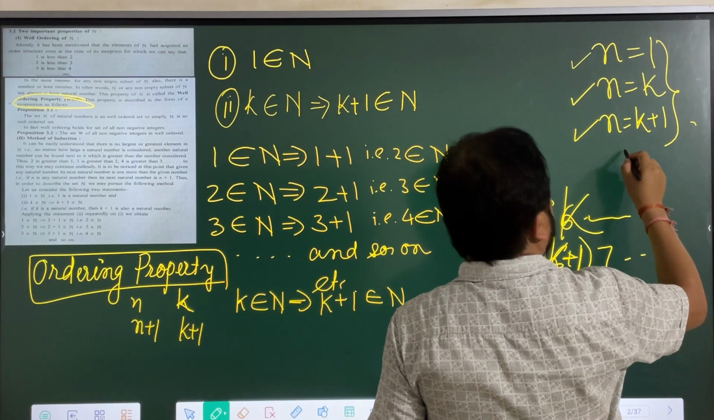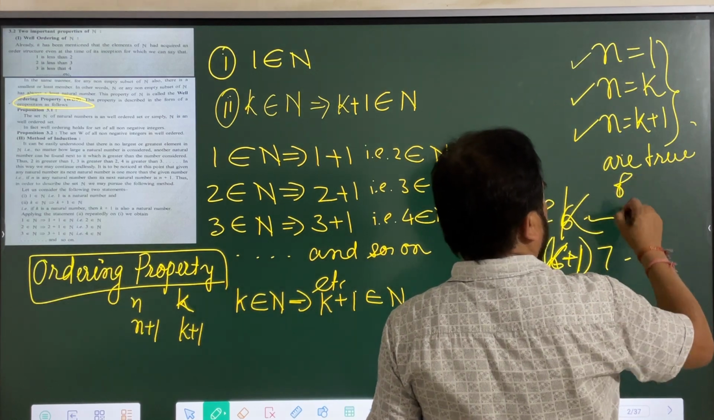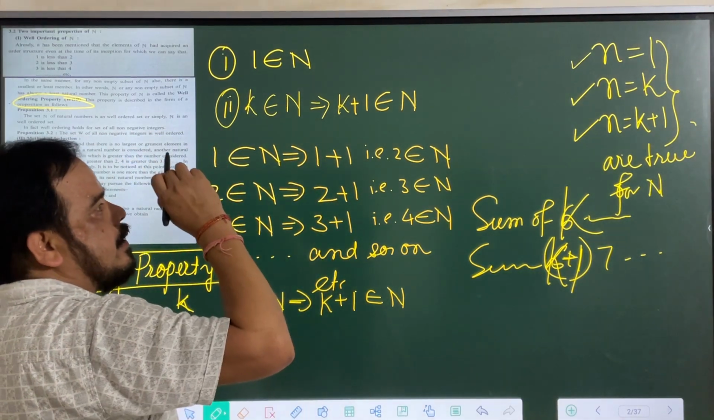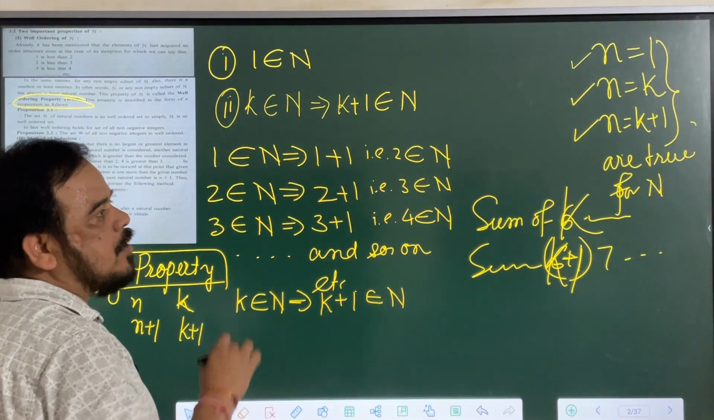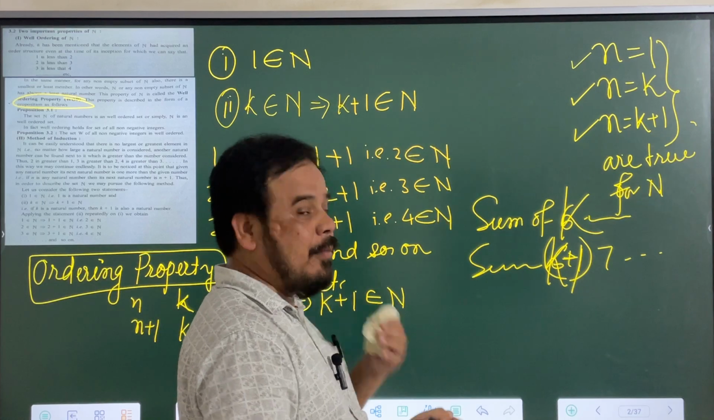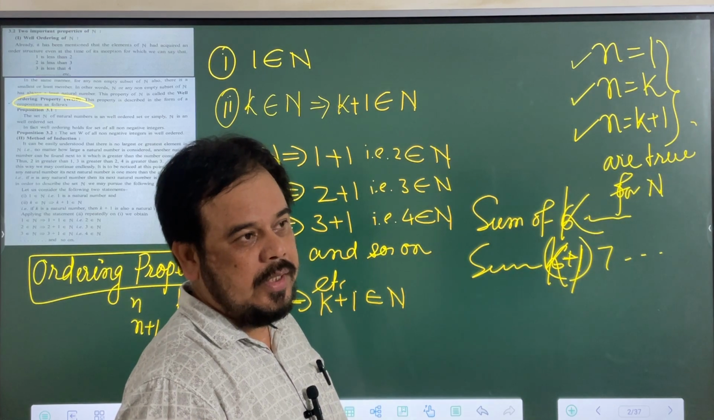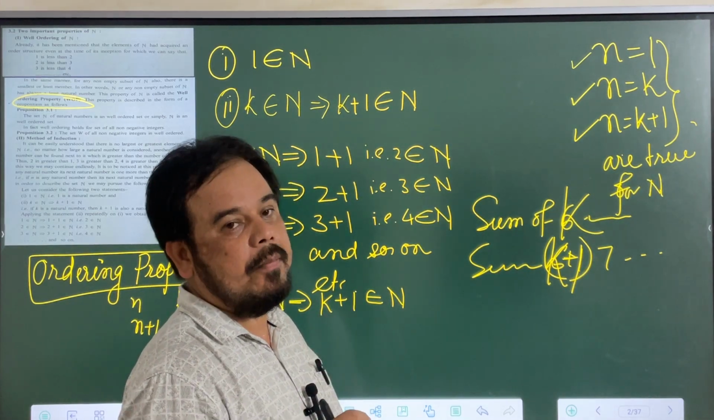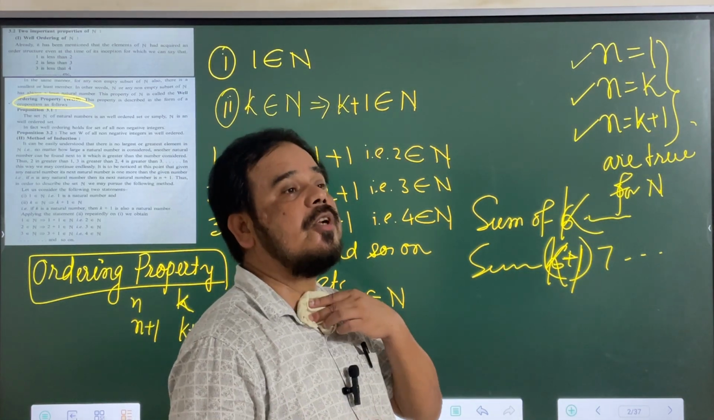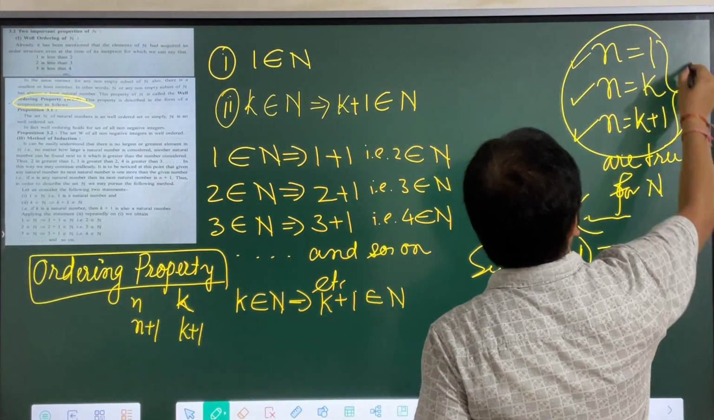Then if all are true for natural numbers, the sum of n, meaning the sum of 1 term, the sum of k terms, the sum of k plus 1 terms. In other words, the sum of 1 term, the sum of 5 terms, the sum of 6 terms will always be a natural number. That is common sense actually. The sum of any natural numbers will always be a natural number, but we have to show it. How to show? We will show these 3 points. Remember these 3 points. Okay.